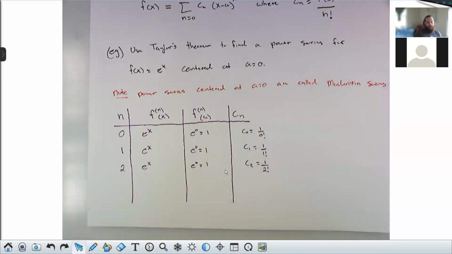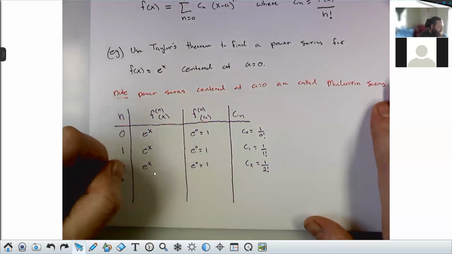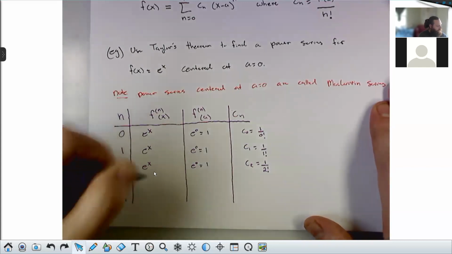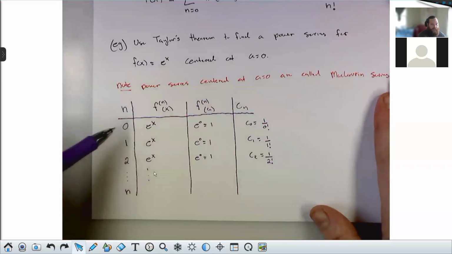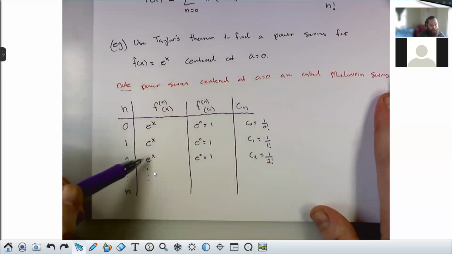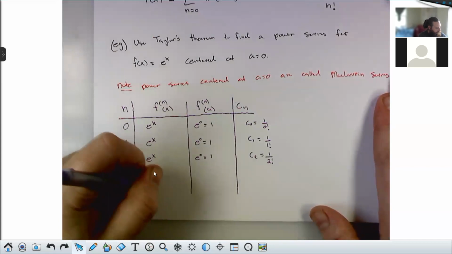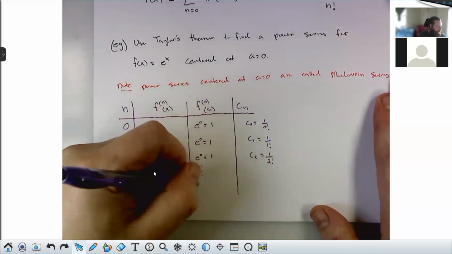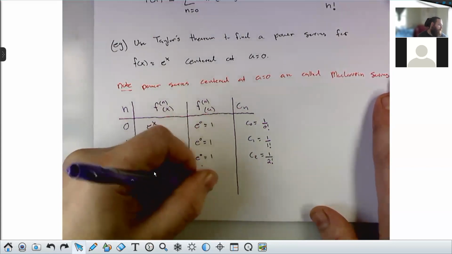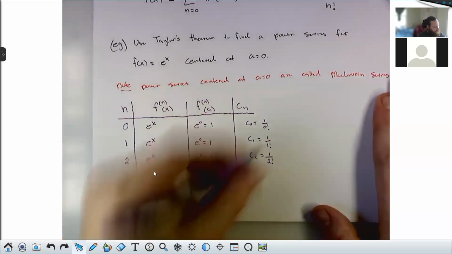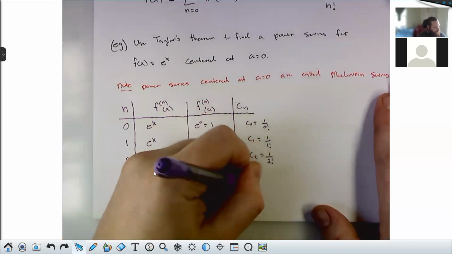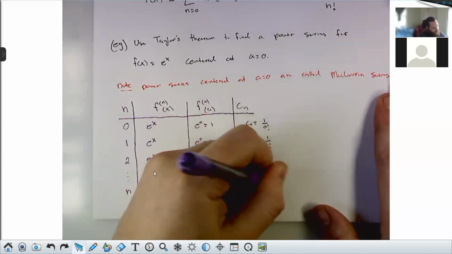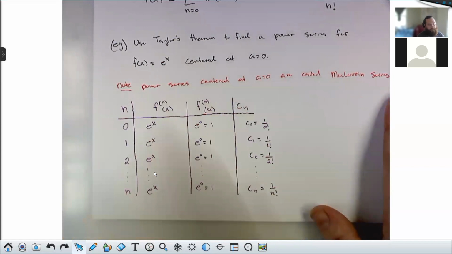What you notice is that no matter how many times you differentiate e to the x, it's always going to stay e to the x. So this guy is nice and simple. If I were to do this n times, the nth derivative of e to the x is still e to the x. And if you plug 0 in, you're still going to get 1, which means that Cn must be 1 over n factorial.